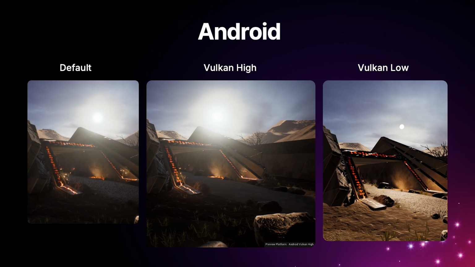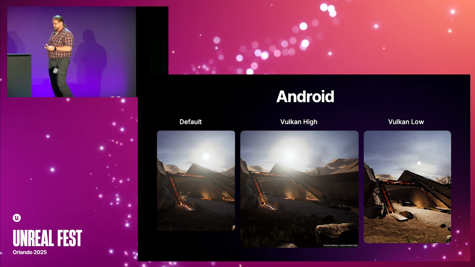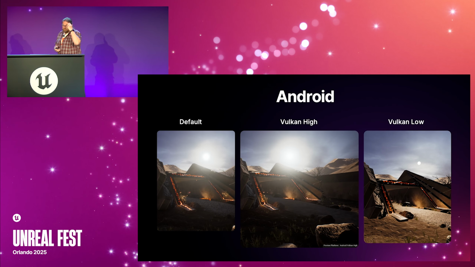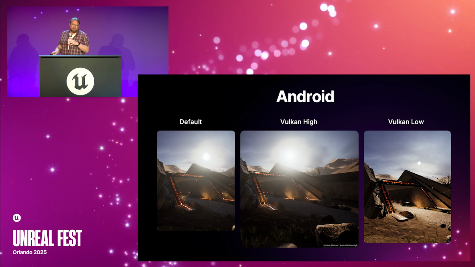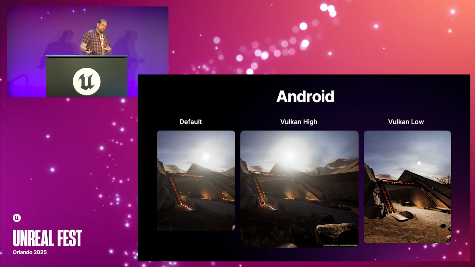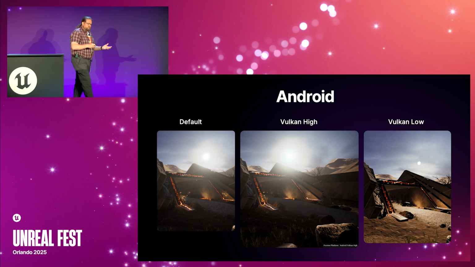And Vulkan Low, much lower resolution. This is your really low-end Android devices. No lighting, not great shadows. Texture quality is way down, but it allows you to see if your level will render correctly and looks decent on a low-end Android device. And like I said, for Android, they also support OpenGL, not just Vulkan, but we are moving more to Vulkan than OpenGL. But as always with OpenGL, there's a fallback.